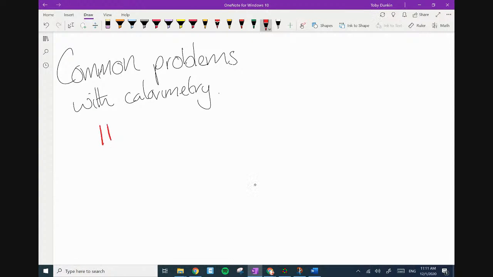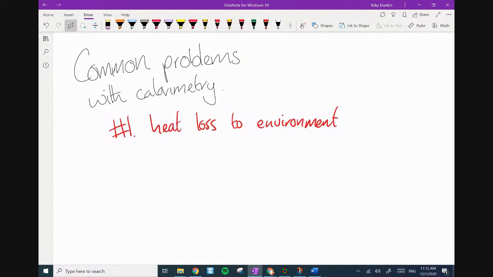Common problem number 1. Our survey said, number 1, top answer, heat loss to environment. Now, that is the top reason why it's such garbage. However, I'm not going to lie, they're going to take that one away from you. They're going to say, excluding heat loss, give a problem with this calorimetry process. You'll see this in the questions.